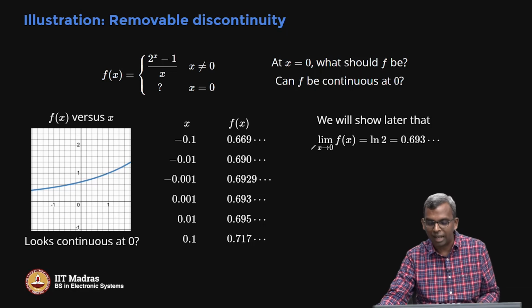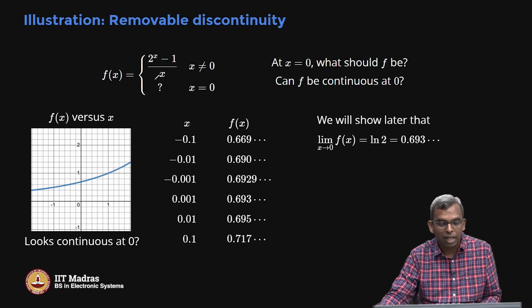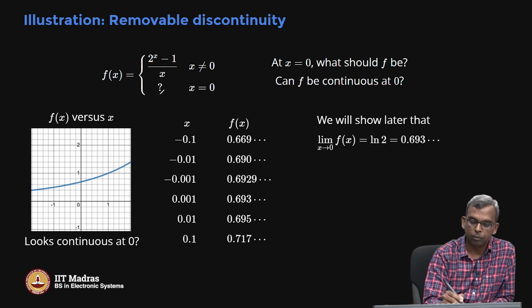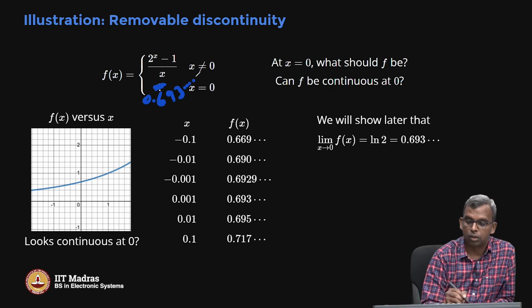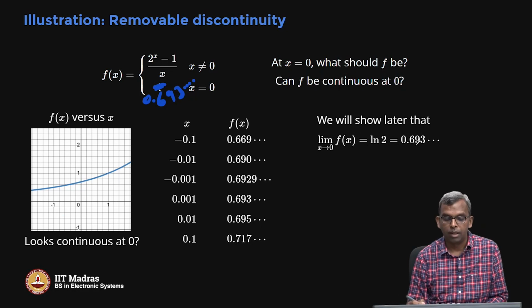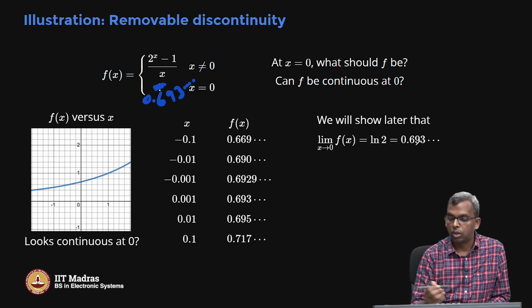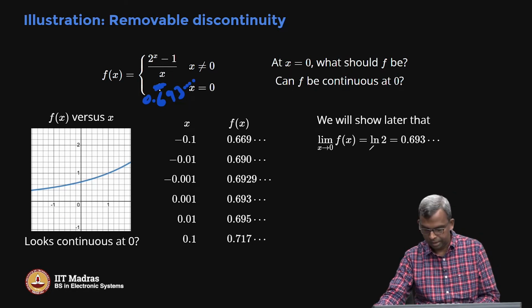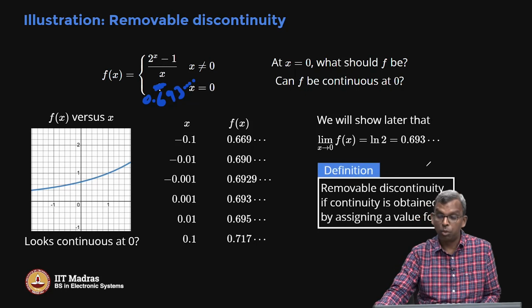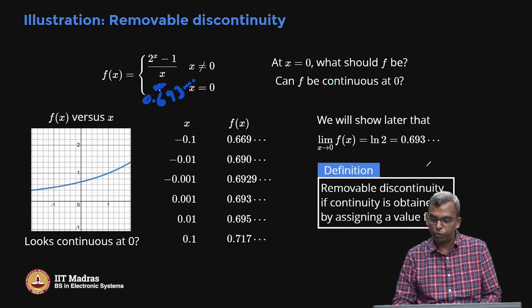So, once you know that as x tends to 0 f of x has a limit, what will I define this question mark to be? This is going to be 0.693, which is ln 2. Once I define it to be that, I know that my function will be continuous, and I have removed the discontinuity. So, a removable discontinuity is one where continuity can be obtained by assigning a value for f.